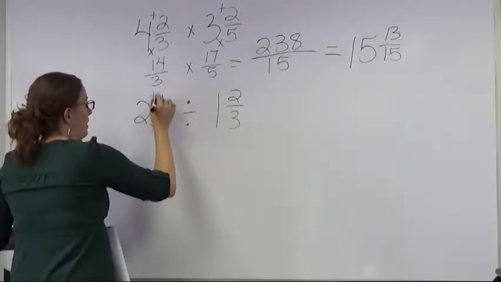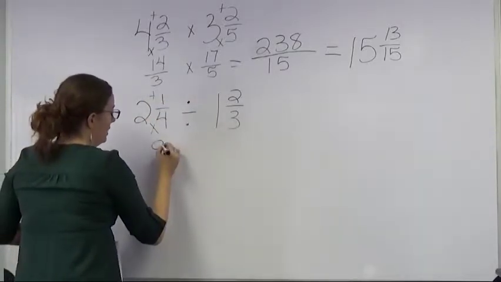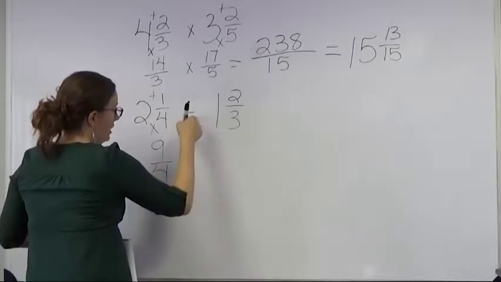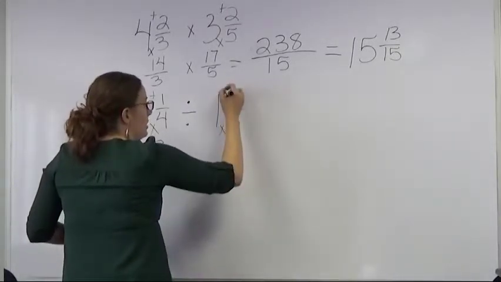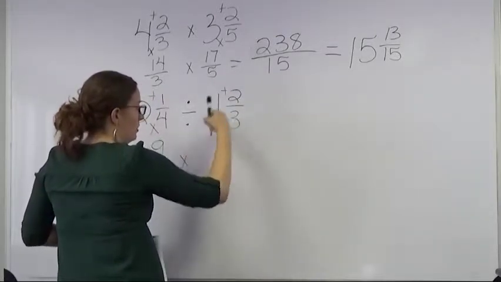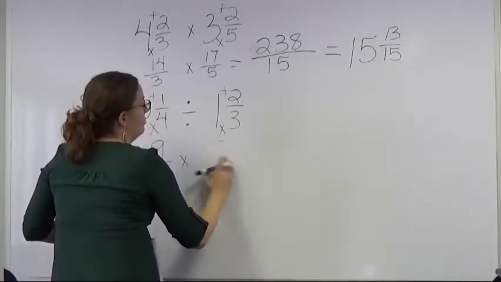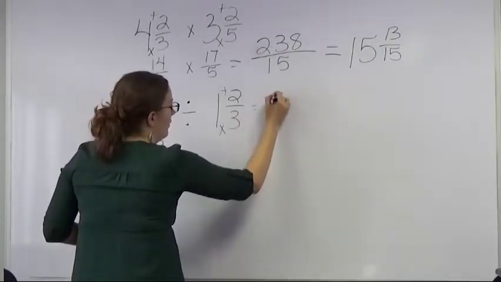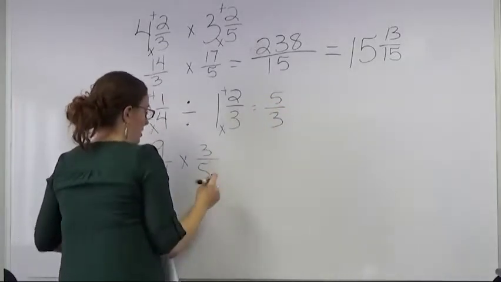When you're dividing with mixed numbers, you do the same thing by turning each mixed number into an improper fraction. So you multiply the denominator times the whole number and then add the numerator, so that would give us 9/4. Change your operation to multiplication. Turn this fraction, mixed number, into an improper fraction. So this would become 3 times 1 is 3 plus 2, and that gives us 5/3. But then you have to flip that second fraction, and that becomes 3/5.